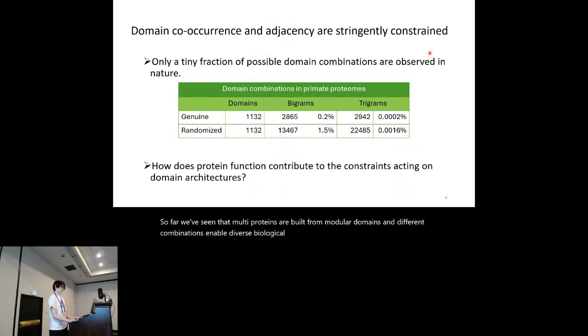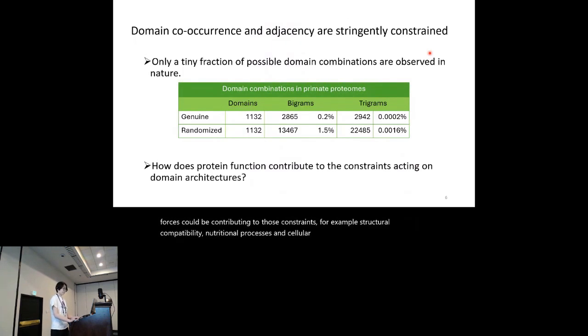But the way domains are combined is clearly not the result of random sampling. Only a tiny fraction of possible domain combinations are observed in nature. And this suggests that domain co-occurrence and adjacency are stringently constrained. And many forces could be contributing to those constraints, for example, structural compatibility, mutational processes, and cellular environments.